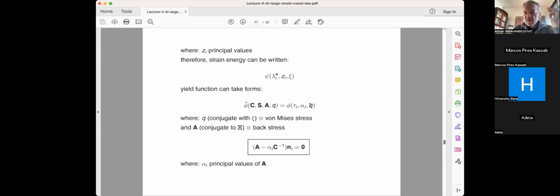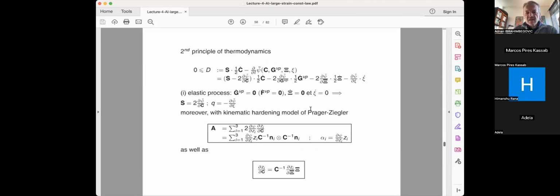And so the yield criteria could be simplified into the part where you have the principal direction of a second Piola-Kirchhoff stress, the principal direction of the back stress, and eventually the hardening variable, which is giving you isotropic hardening. So basically, then I go back to the second principle of thermodynamics to define now dissipation for this more general case.